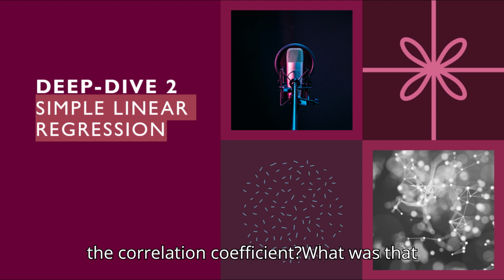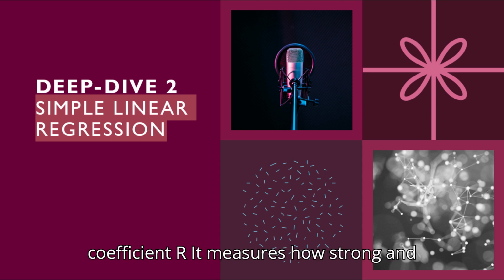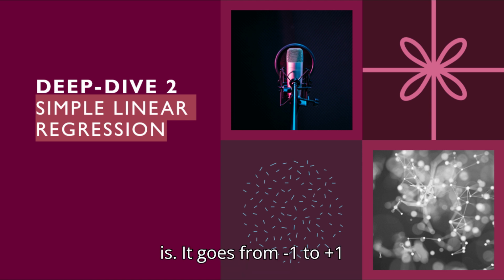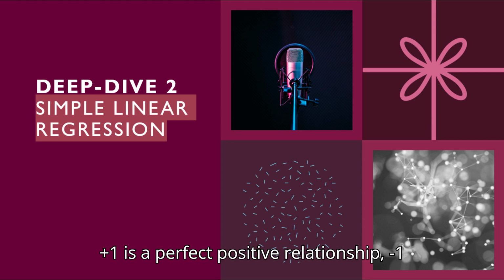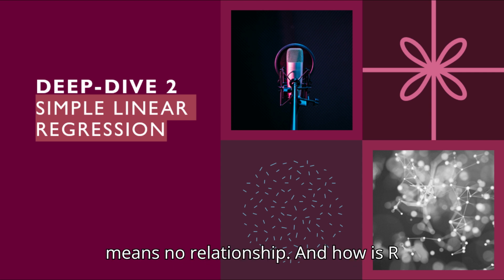What about the correlation coefficient? What was that, like an R value? Right, the correlation coefficient R. It measures how strong and in what direction the linear relationship is. It goes from -1 to +1. +1 is a perfect positive relationship. -1 is a perfect negative relationship. And 0 means no relationship.